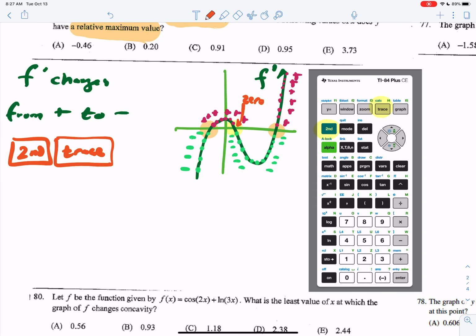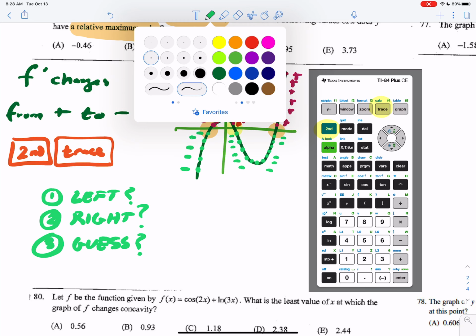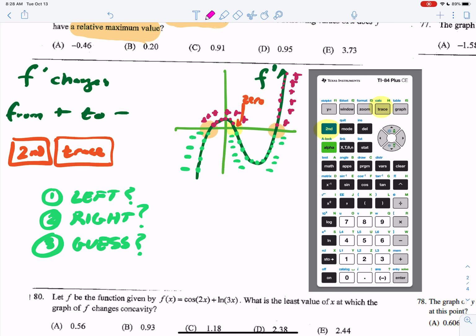Now, they're going to ask you 3 questions. Before you press anything, let's talk about it first. They're going to ask you, what is the left bound? What is the right bound? And a guess. Here's the thing. You have to pick a safe left value and a safe right value. If I had to guess where that zero is, it looks like it's somewhere close to where x equals 1. Something really close to 1.